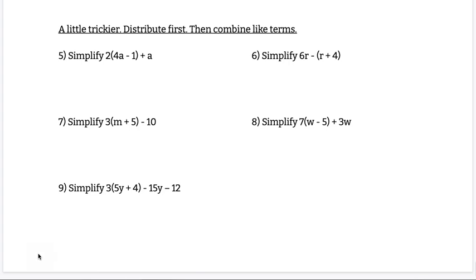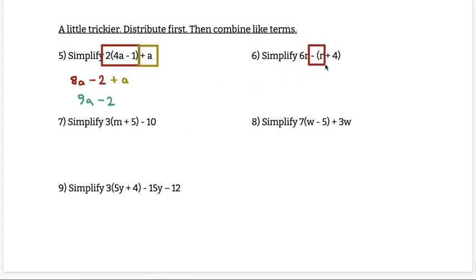So putting it all together now at this point, simplifying this, we will work first with the distribution part, and then we'll work with the rest of it. So what we get here is we get 2 times 4a is 8a. 2 times negative 1 is minus 2. And then on top of that, we have this separate, plus a. So 8a plus a is 9a minus 2.